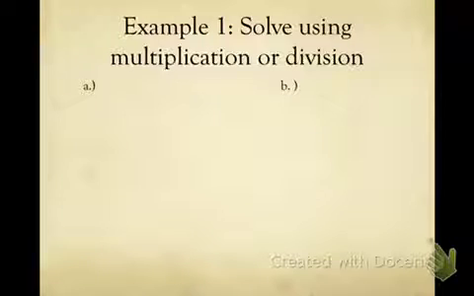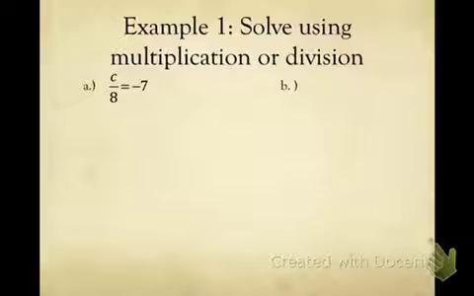So now we're going to use those properties to help us solve. So again, write this down in your notebook. Example 1, solve using multiplication or division. So again, if you need to pause the video, pause the video. So let's look at question A. So A says I have c over 8 equals negative 7.